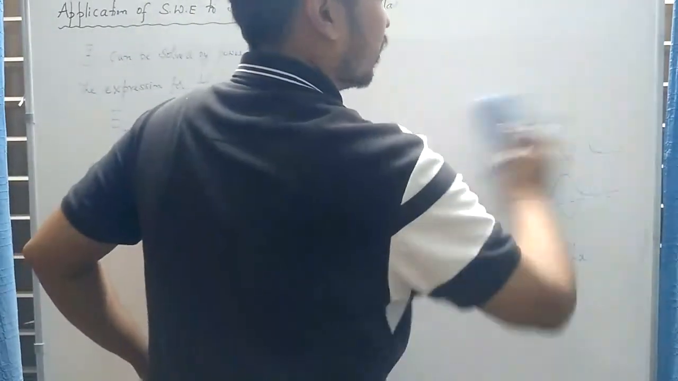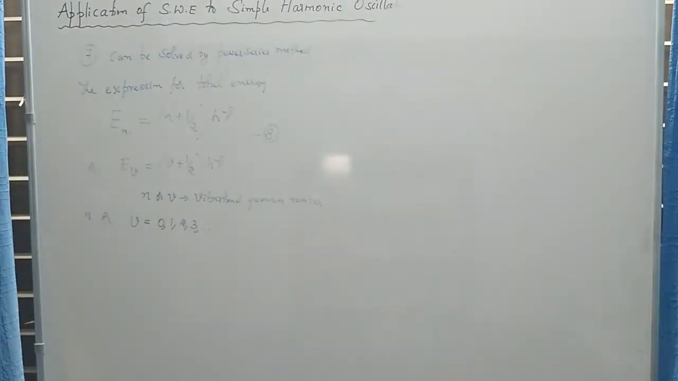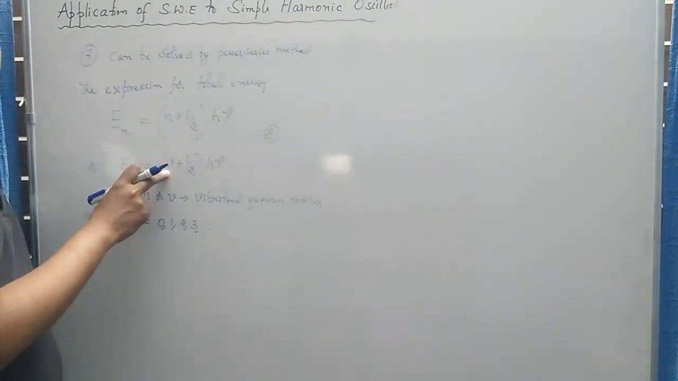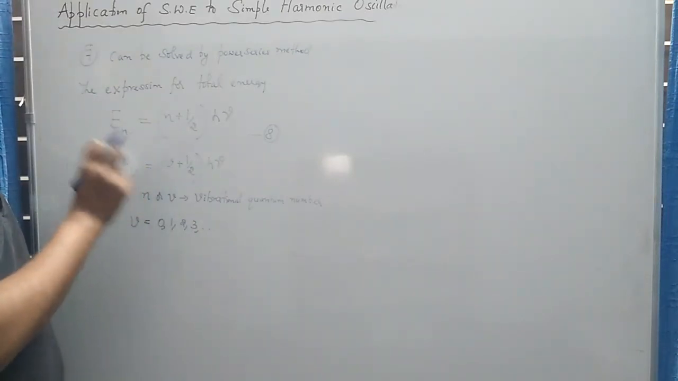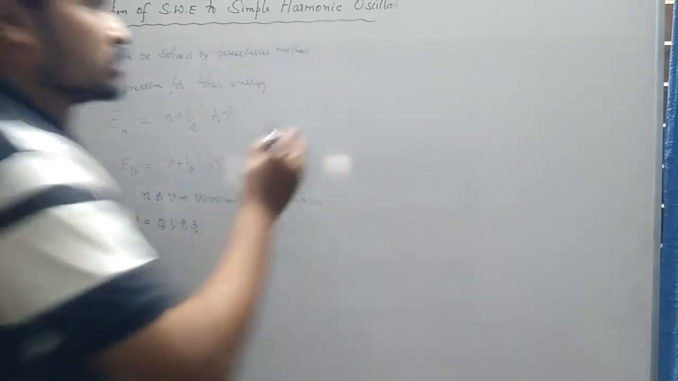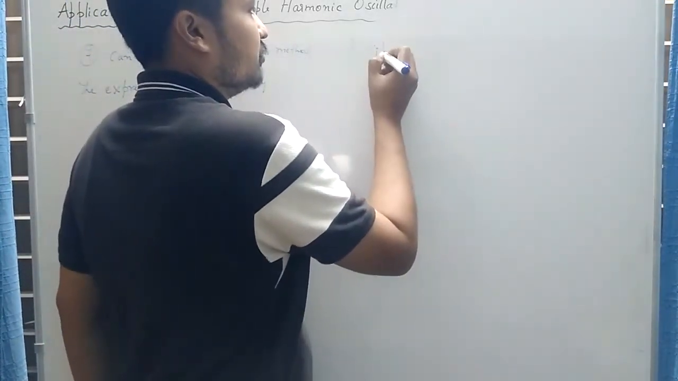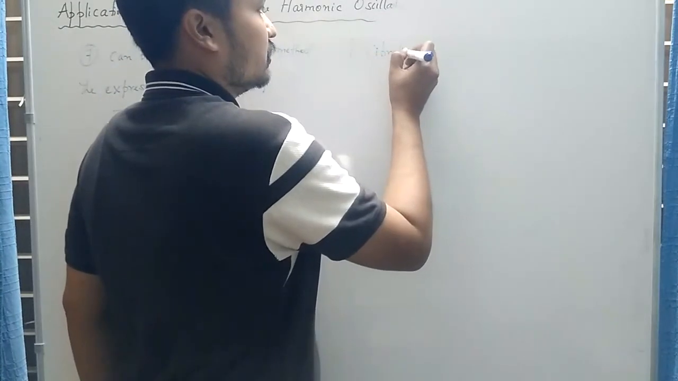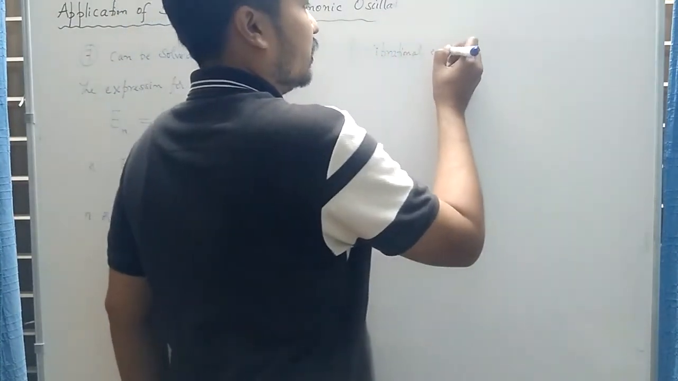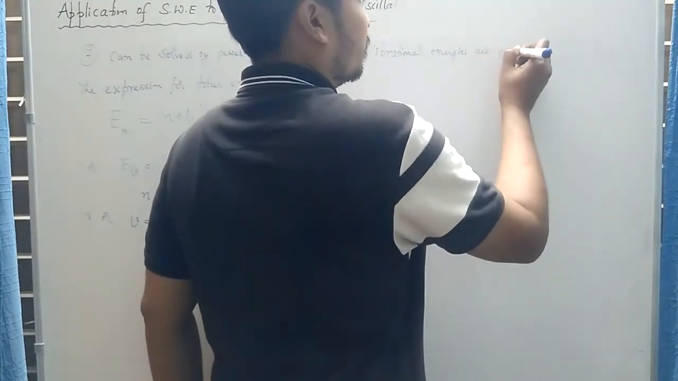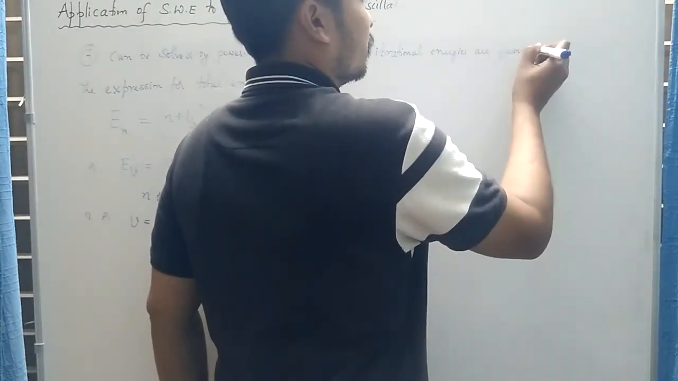Here, for a simple harmonic oscillator, the vibrational energy is always quantized. Why is it quantized? Because here n or v, the vibrational quantum number, cannot take any value. It can take only integral values. So the first point you have to remember is that vibrational energies are always quantized.